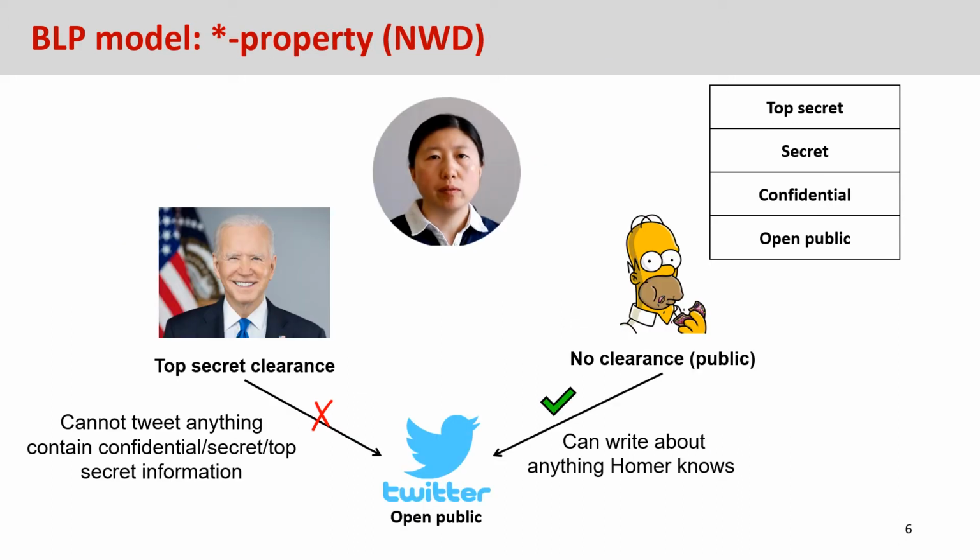Here is an example of the star property, or no write down. We still have the same two people with the same clearances as the previous slide. Now we have Twitter, which is an open public channel. The no write down policy ensures that the US president cannot tweet anything that contains top secret, secret, or confidential information. On the other hand, Homer doesn't know anything, therefore he can tweet anything that he wants to.